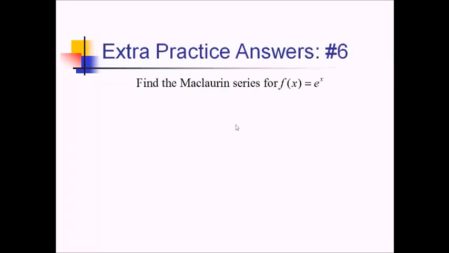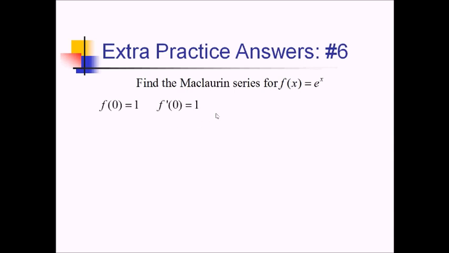For this problem, they want the Maclaurin series for f of x equals e to the x. So that means the first few terms plus the general term. So we need f of 0 to start with here. That's just going to be e to the 0, which is 1. We need f prime of 0. Well, f prime of x is also e to the x. Plugging in 0 to that still gives us 1.